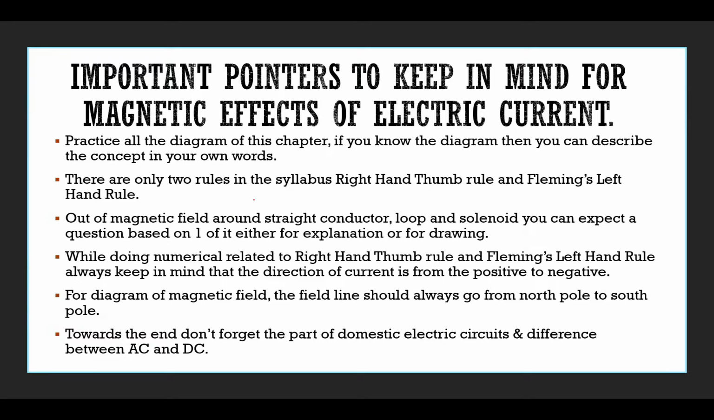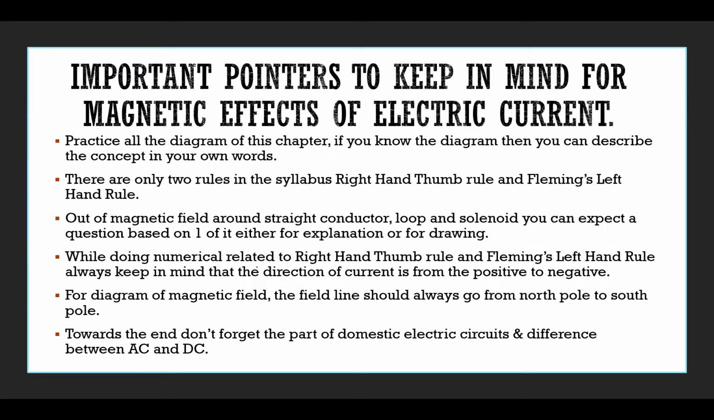And because a lot of syllabus has been reduced, we have only two rules in our syllabus, which are the right hand thumb rule and Fleming's left hand rule. So please thoroughly prepare them and make it a point that you write them as and when required. Out of magnetic field around a straight conductor, loop and solenoid, you can expect one of these three diagrams along with the explanation for your answer. This is usually asked.